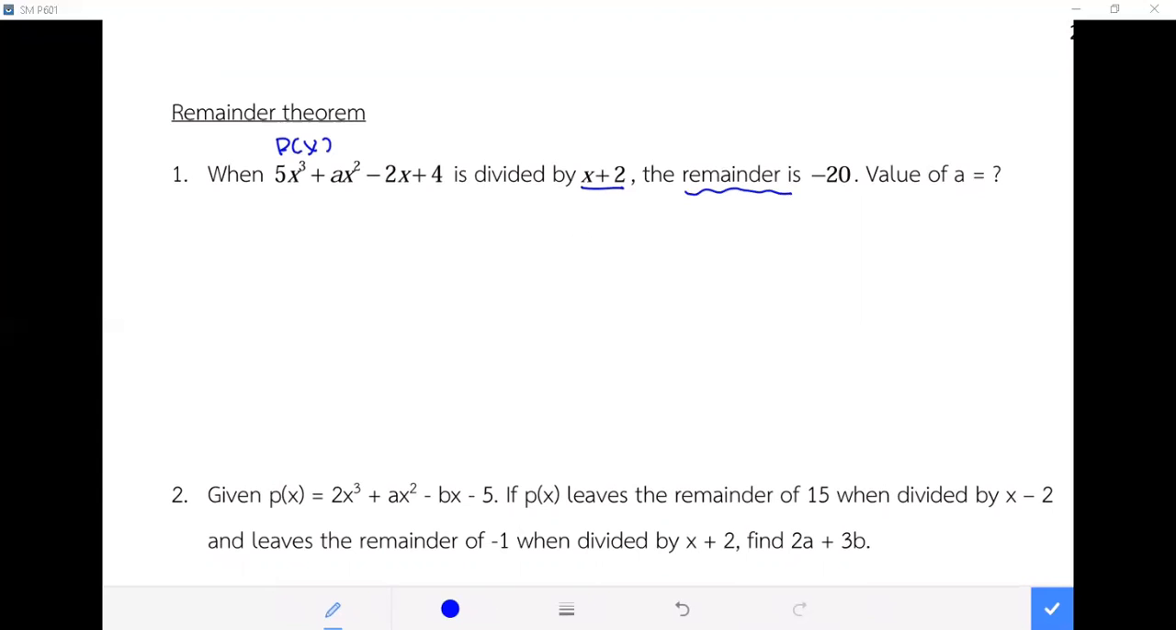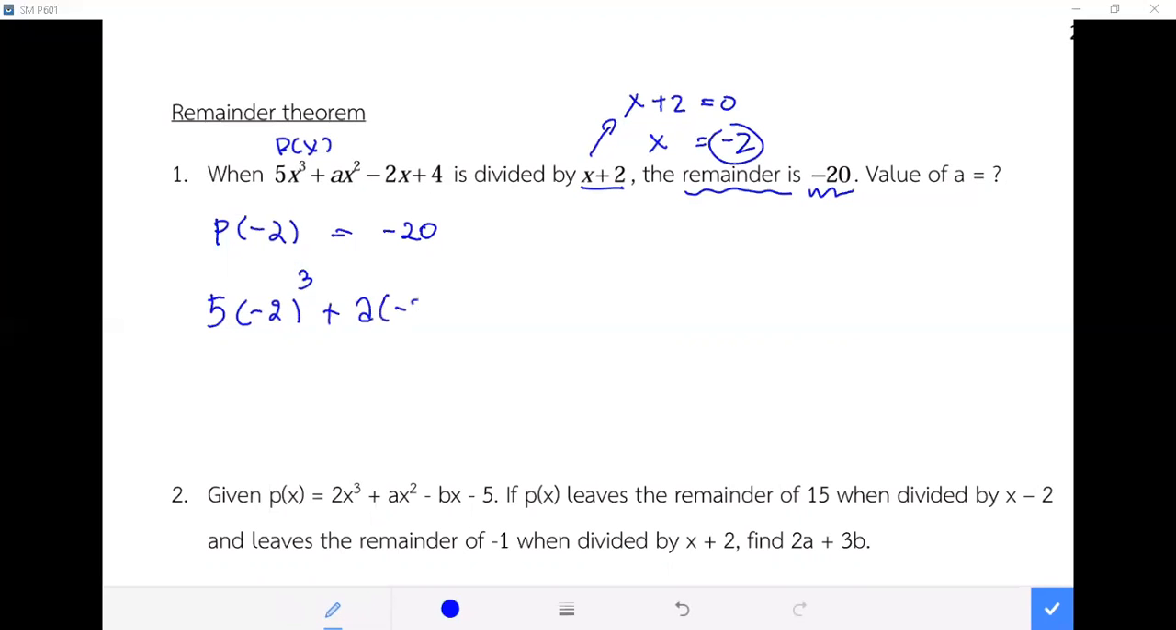by the remainder theorem, if you let x plus 2 equal to 0, you have x equal to negative 2. So by the remainder theorem, p of negative 2 is going to be equal to the remainder, negative 20. So for p of negative 2, you just have to substitute: negative 2 cubed plus a times negative 2 squared minus 2 times minus 2 plus 4, and it's equal to negative 20. So you can do it like this, quite easy.